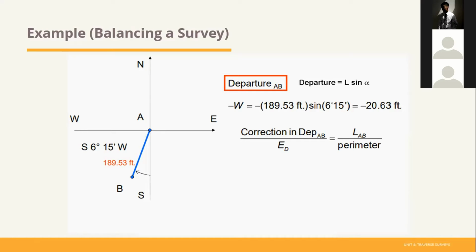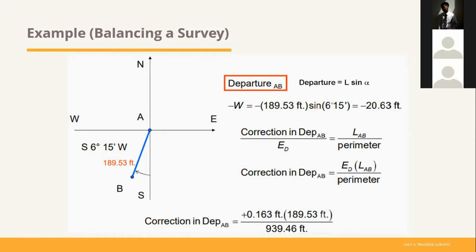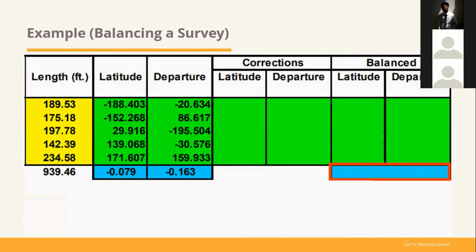this correction formula, and manipulating the formula and substituting again. So we have in E sub D, 0.163 feet multiplied by the L sub AB, which will be 189.53 feet over the perimeter, which eventually equals 0.033 feet. So we need to get the latitude and the departure corrections for each line and put them in the table to sum up the results.